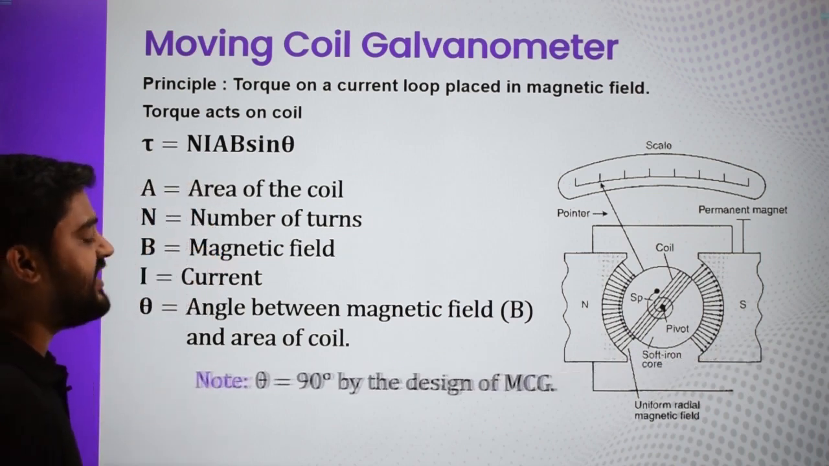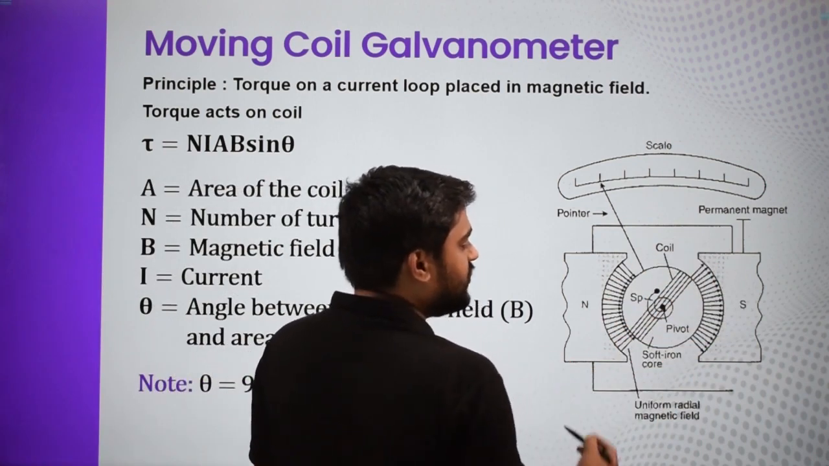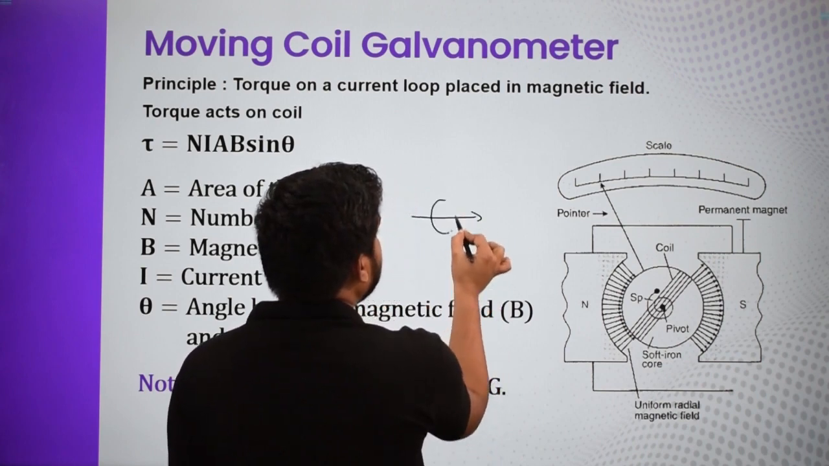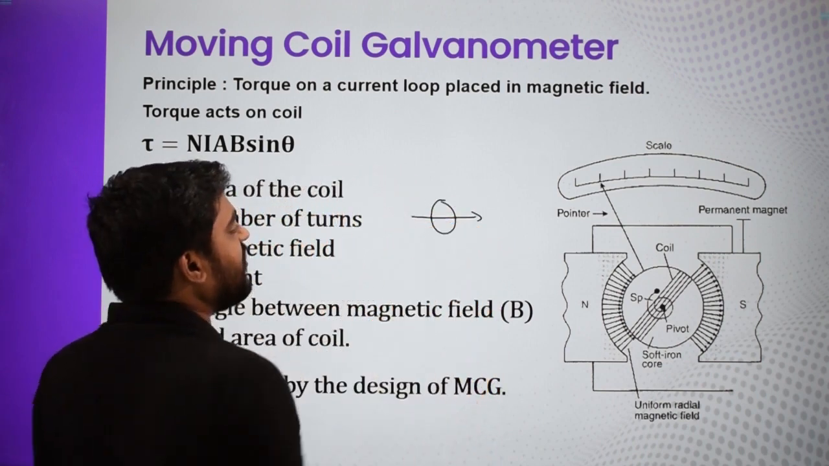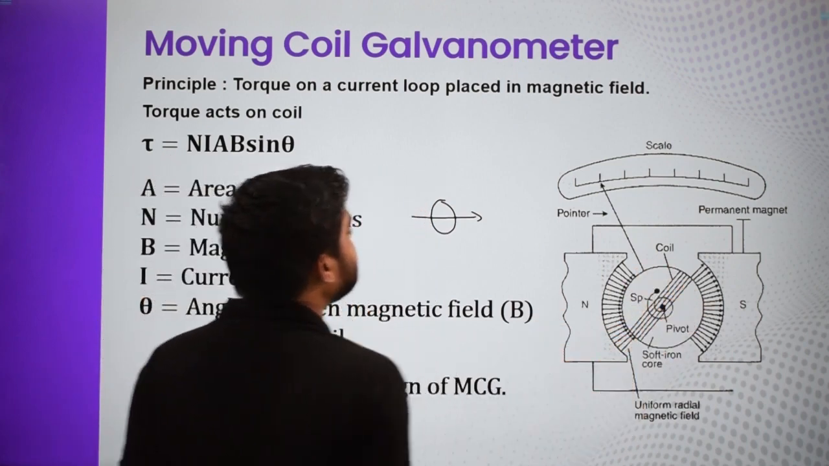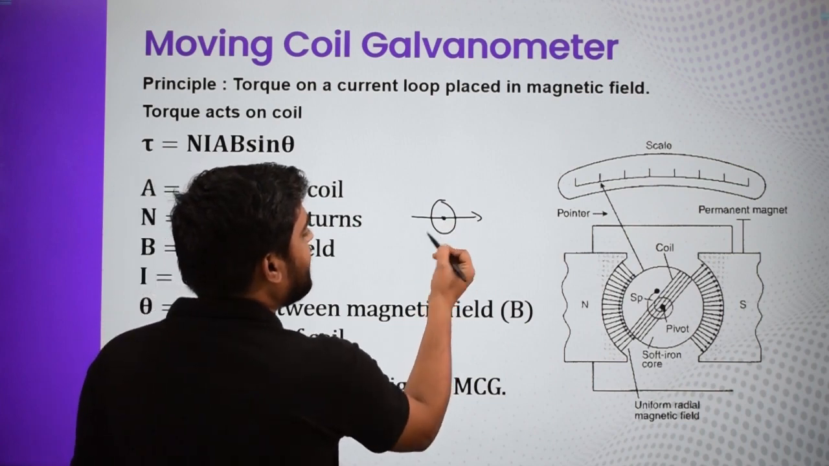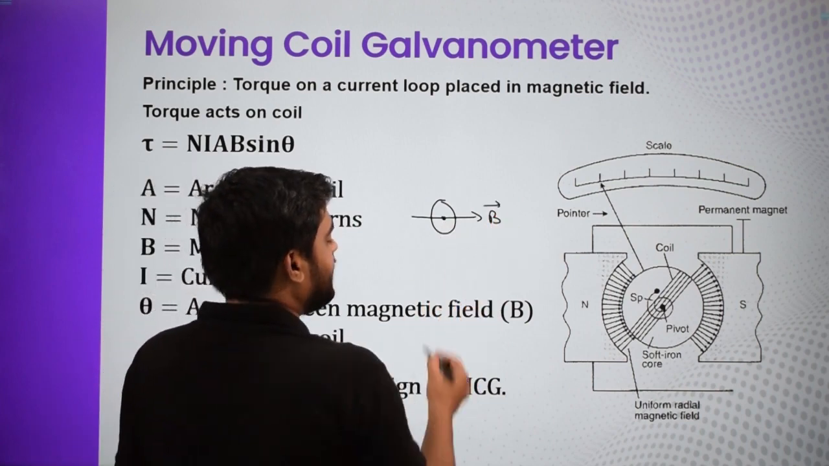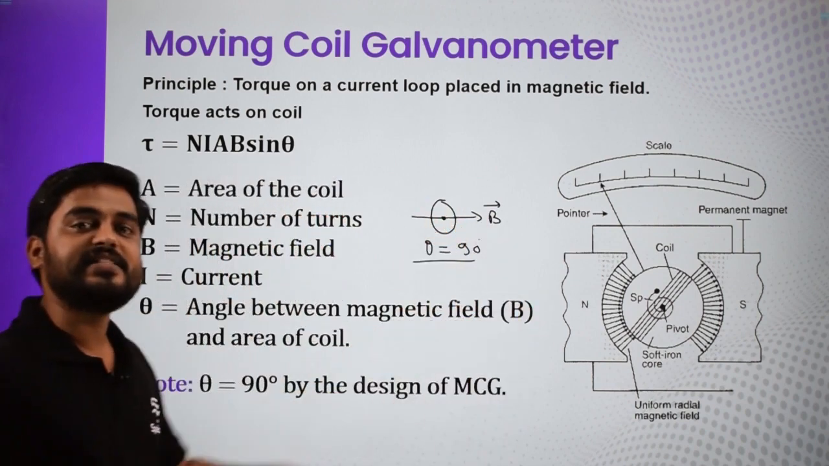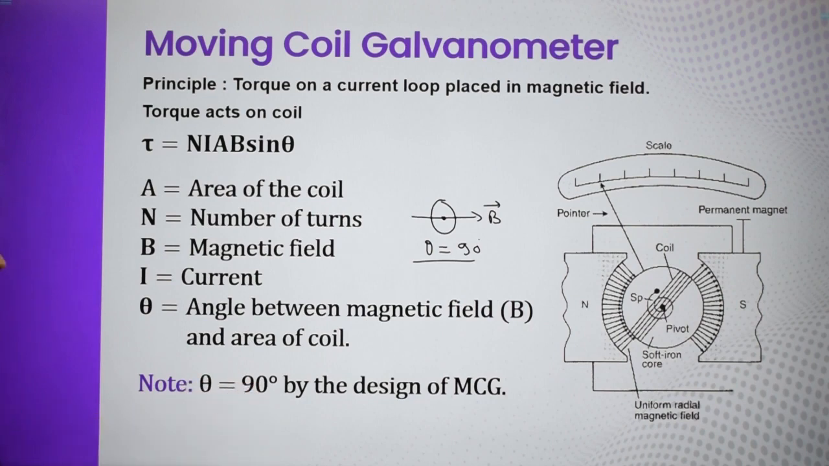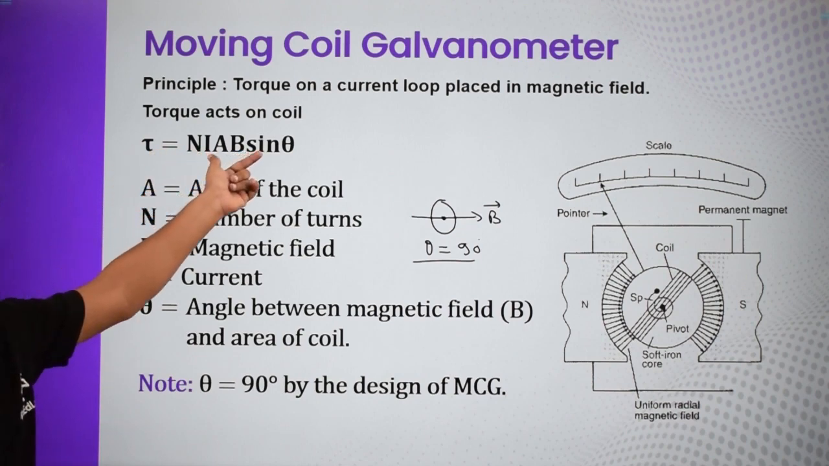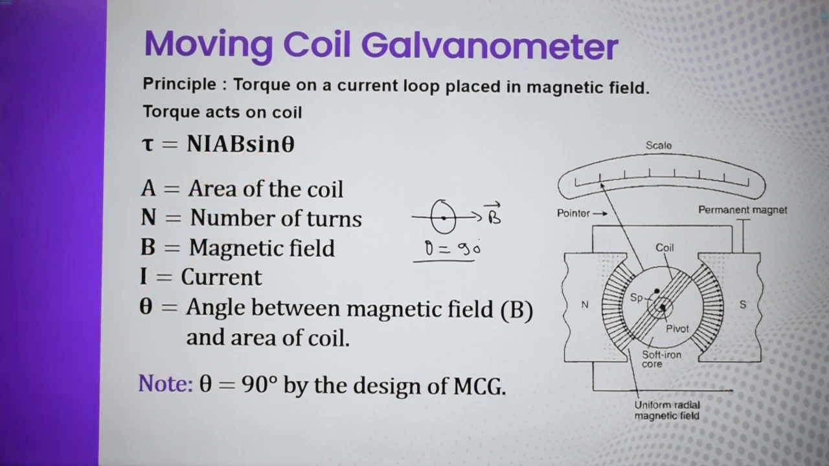Now there is a special case. If you see this picture, this coil is kept in such a manner that the magnetic field and the area vector, the cross-section area of the coil, are always, by the circular design, such that even though rotation happens, the angle between the area vector and the B vector, which is theta, is always 90 degrees. After rotation also this is maintained. So by the design of the moving coil galvanometer, theta is always maintained at 90 degrees. So we'll say the torque is only NIAB, because sine 90 is simply 1.